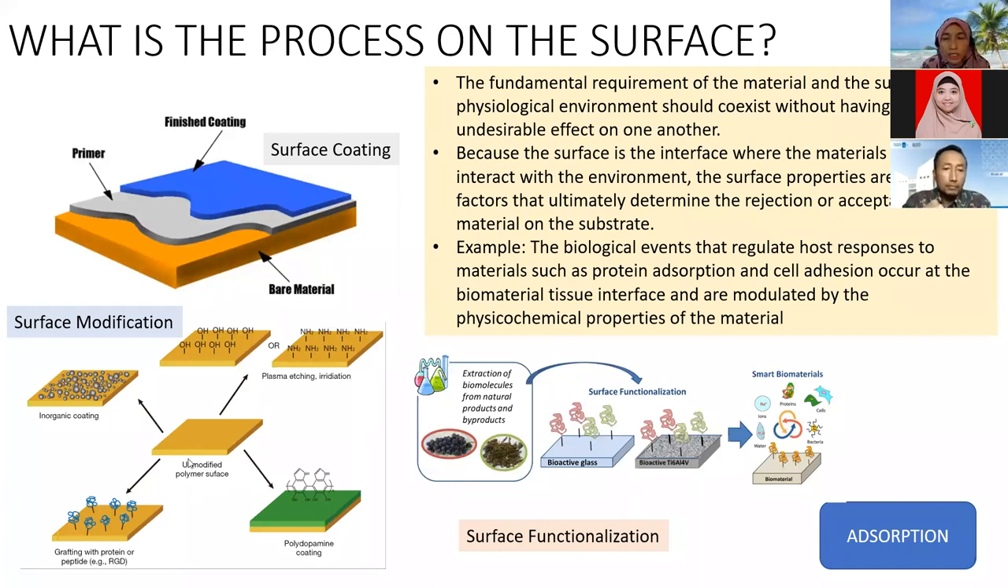So if you see here, everything, this is surface functionalization. We extract biomolecules from natural products and byproducts, and we functionalize them, then we get another new product with new properties and behavior that we can utilize for other applications. Everything you can see is something attached on the bare material, on the surface. When I say surface coating, it is something that we attach to the surface. Surface modification, we attach something to the surface. Then surface functionalization is that we functionalize with the attachment of something on the surface.